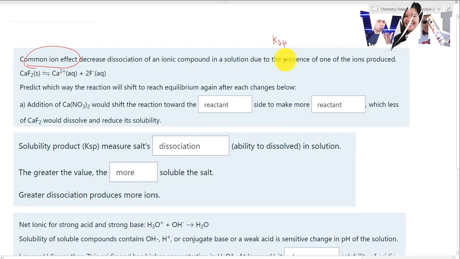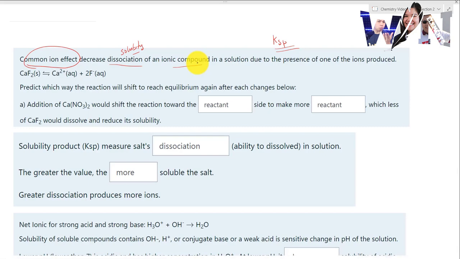with solutions, we talk about solubility, mixing substances and making a solution. Sometimes we have common ions, that is ions with the same charges or that behave very similarly. They affect the dissociation, that is another word for solubility, of a substance, specifically of an ionic compound. So common ions decrease dissociation of an ionic compound in a solution due to the presence of one of the ions that's being produced.